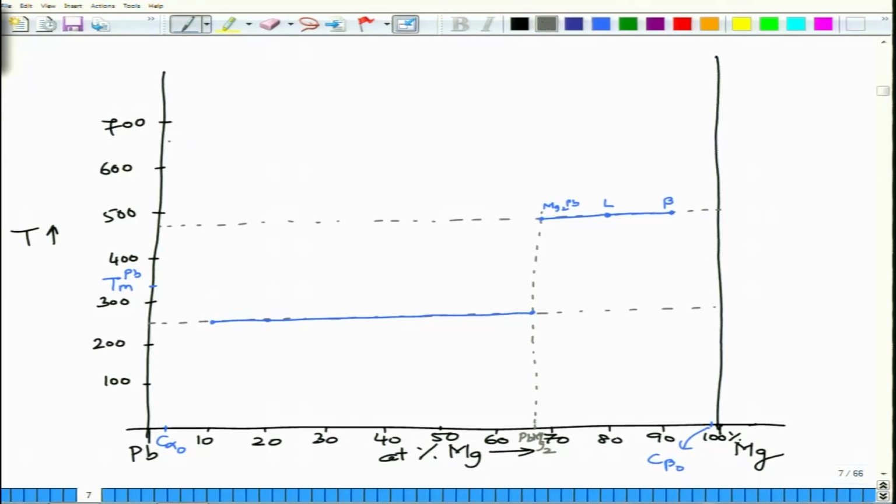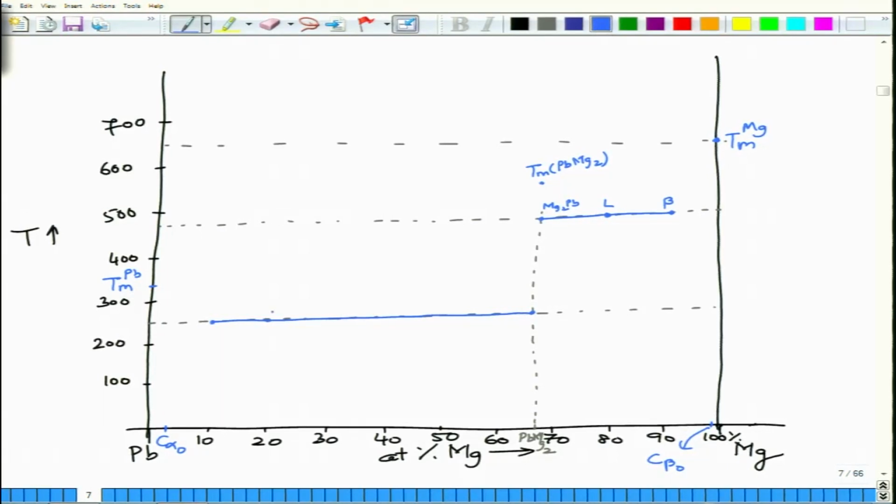So let me just draw a horizontal line on this point. So this is the TM Mg, and then the melting point of PbMg2, which is a line compound. Line compound means it has a single composition, a fixed composition. So its melting point is 550 degree centigrade, which is somewhere here. Let's say somewhere here. Okay. So this is TM PbMg2.